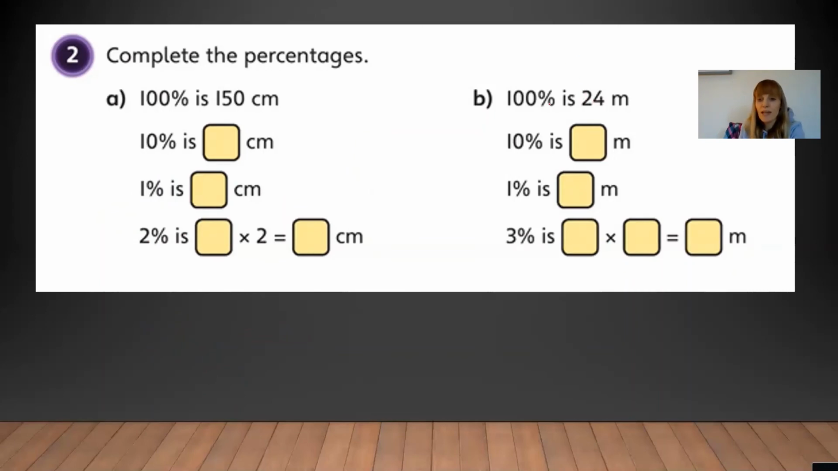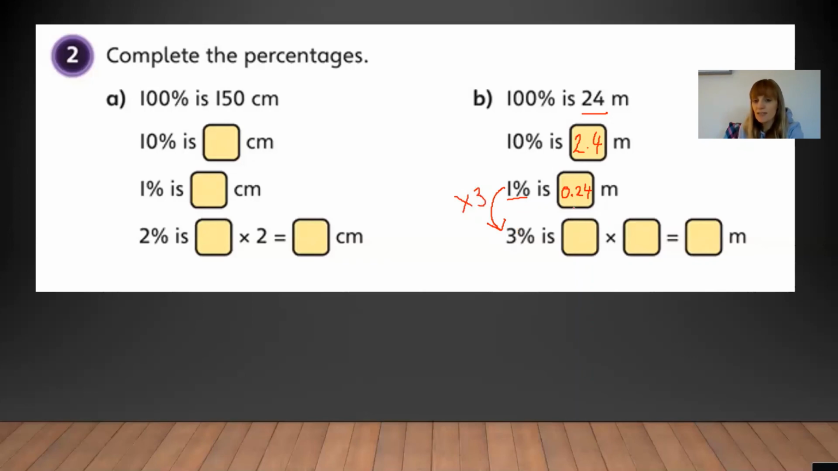Okay, so for this second one now, 100% this time is 24 metres. So 10% is going to be 24 divided by 10, which would give us 2.4 metres. Now for 1%, remember, we divide by 100. So I go back to my original starting value of 24, divide that by 100, which would give me 0.24 metres. Now, to get from 1% to 3%, I'm going to use this to help me, because from 1% to 3%, I times it by 3.